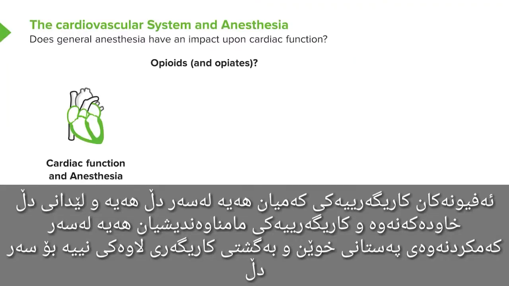Opiates and opioids have little direct effect upon the heart other than they slow heart rate, which in most cases is a very positive situation. They also have a moderate effect on lowering blood pressure. The changes are moderate and they have very few side effects.